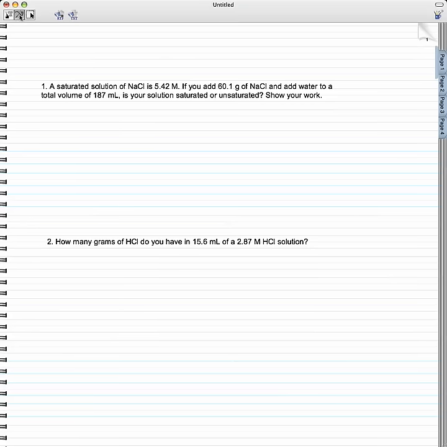Okay, I want to work through a few solution problems here. Remember, we're talking about solutions. That's when you have something dissolved in something like water. What we care about also is concentration. Concentration we're going to measure in molarity.